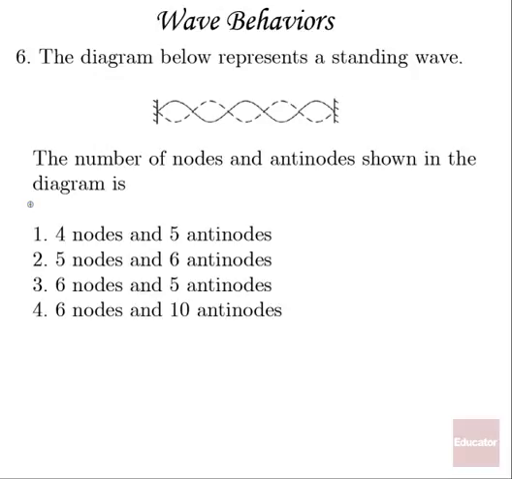Number 6. The diagram below represents a standing wave. The number of nodes and antinodes shown in the diagram is, well, let's count the nodes. Nodes are the points that vibrate with minimum amplitude. So we have 1, 2, 3, 4, 5, 6 nodes. And then we have our antinodes. 1, 2, 3, 4, 5. And there's always one less antinode than node. So we have 6 nodes, 5 antinodes. Correct answer there must be 3.